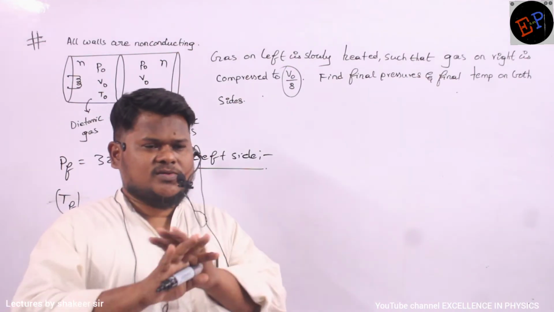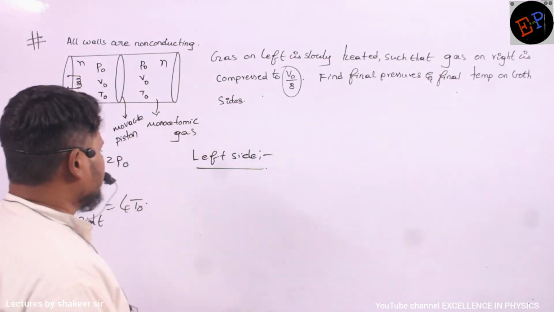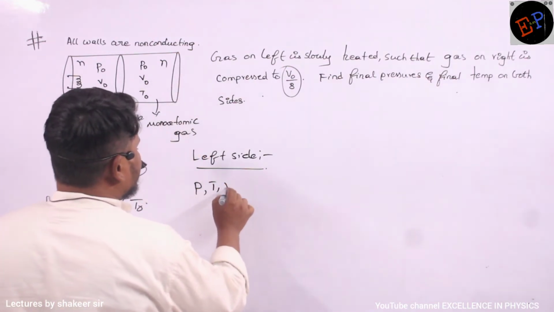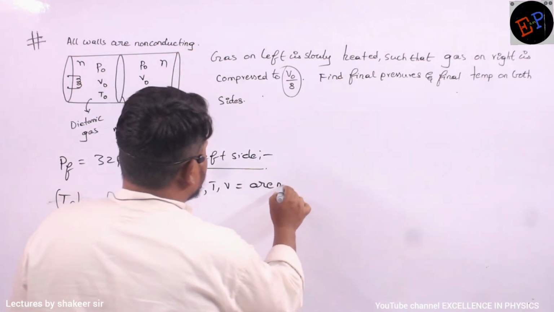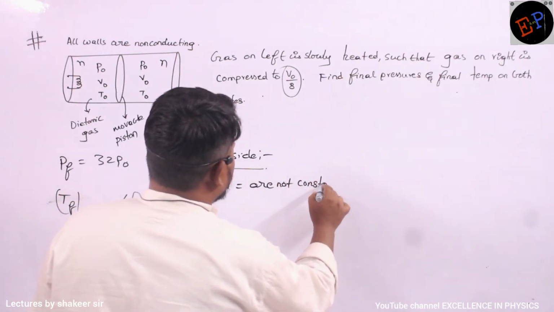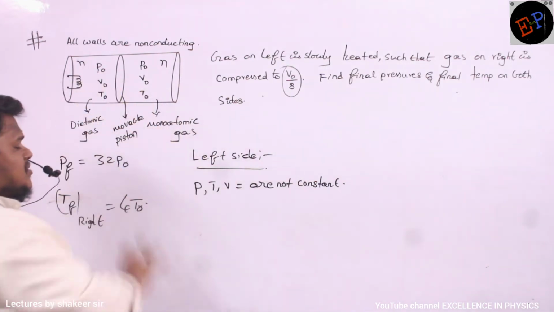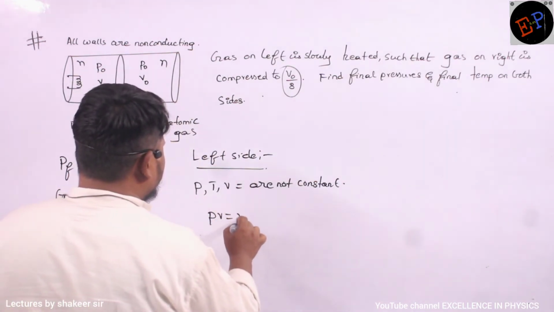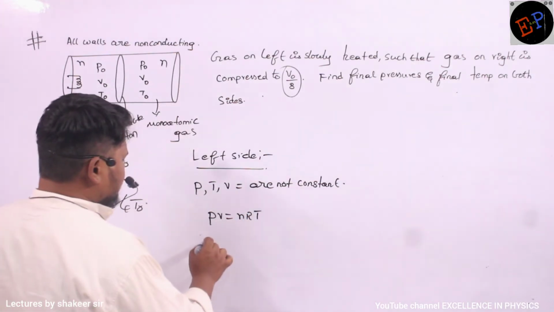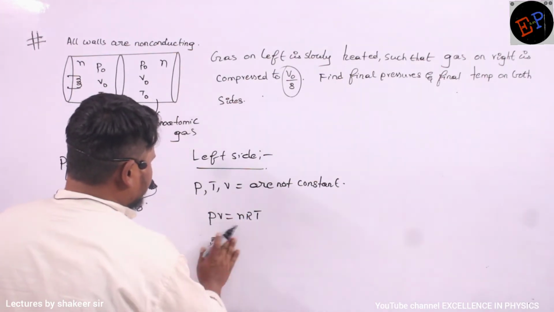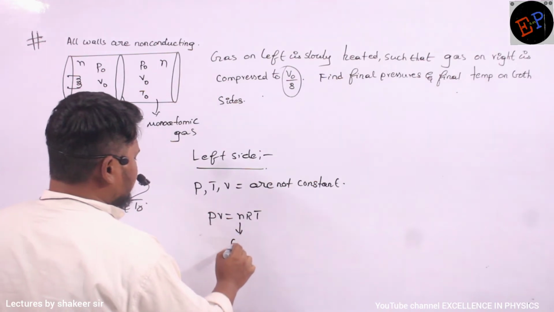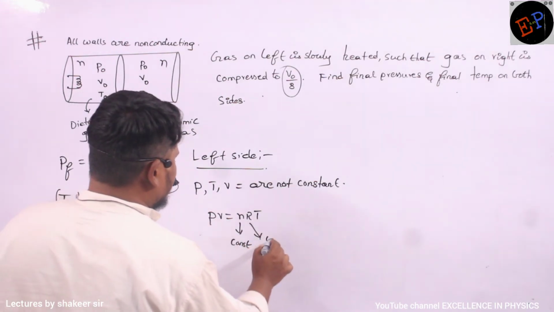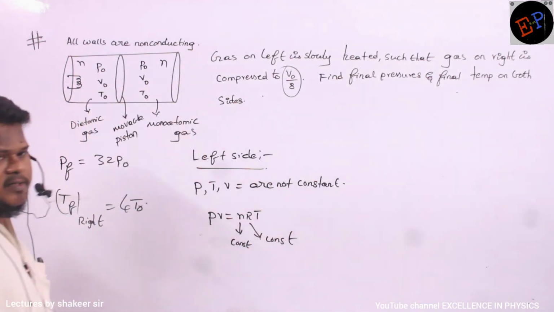Are you able to understand? Because no variable is a constant here. Pressure, temperature, volume are not constants. Only the number of moles of a gas is a constant. That's it. So if I use the ideal gas equation, PV equals nRT, what are the constants here? n is a constant, R is a constant. The remaining three are not constants.